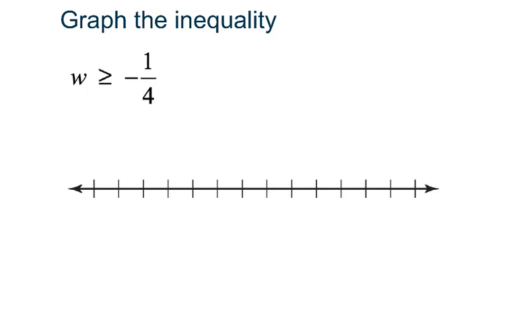All right, graph the inequality. This is our final problem together. Right now I see I've got negative 1/4. So before I even start talking about this inequality, I'm going to set up my number line. Negative 1/4, I'm going to start, let's say, at 0.